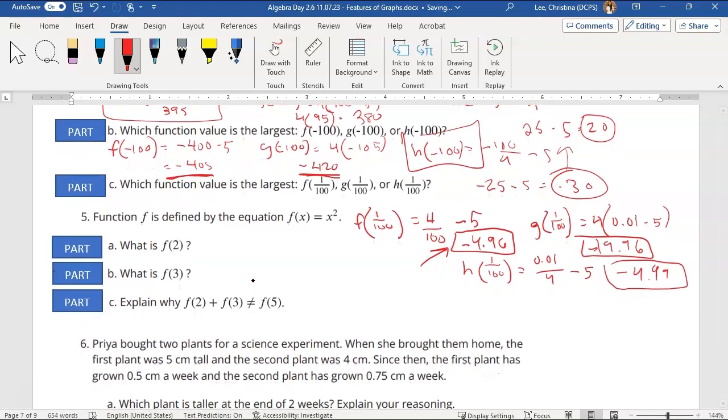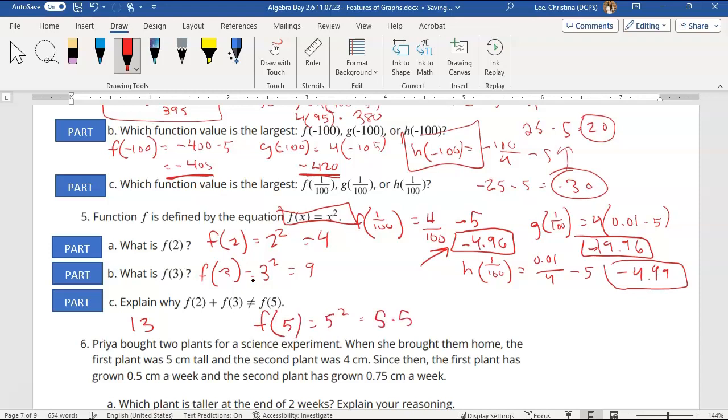Now, part A, B, and C are asking you to look at this one, and it's using an exponent. So f of 2 equals 2 squared. 2 squared is 2 times 2, which is 4. F of 3 equals 3 squared. 3 times 3 equals 9. And then it says, explain why f of 2 plus f of 3 does not equal f of 5. Well, if I do f of 2 plus f of 3, I get 13, right? But if I do f of 5, we would get 5 squared, which is 5 times 5, which equals 25. So these two are not equal to each other.